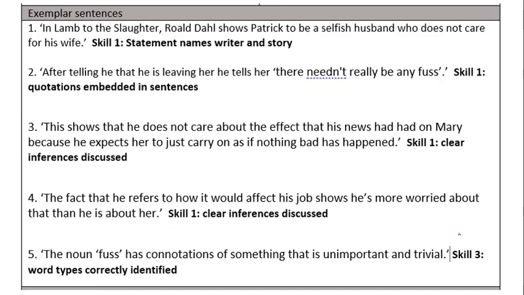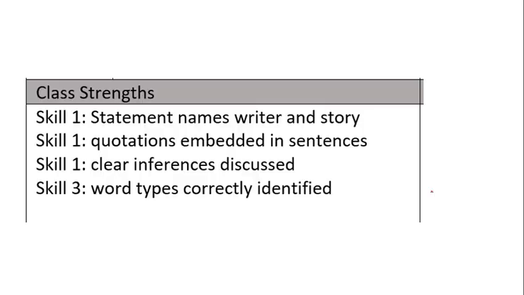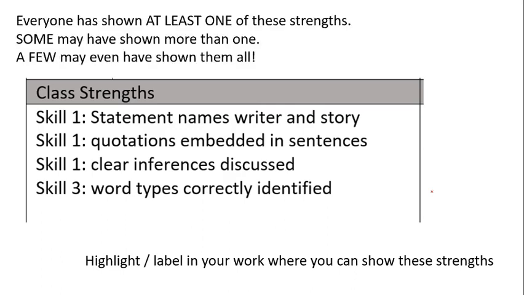Okay, so if you're not quite sure, now's the time to have a look at those and think, oh, okay, so this one here, yep, that names the writer in the story. It might do more things, but that's the one that your teacher picked up on. This one here, yep, our quotation's embedded here. Our inferences have been discussed in this one and in this one. And here we've gone down to talk about a word type and identified it correctly. So there's some exemplar sentences that people in your class, or in fact you, have written. And again, there's your class strength. So I'd like you to, you've already done this, but there we go. If you haven't, go back again, highlight, label in your work where you can show your strengths.